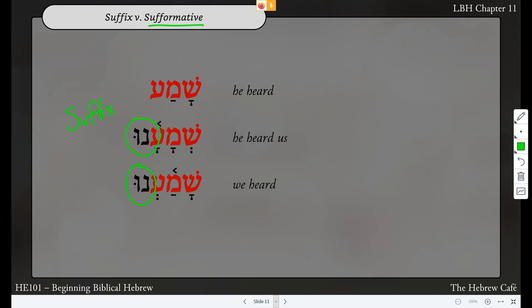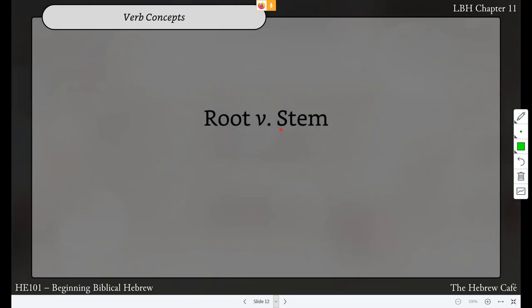Shma'anu. We are not learning this yet. This comes up in chapter 17. So we don't need to learn the suffix endings yet, but we will eventually. Just so you know, there's a difference between subformative and suffix in their terminology.